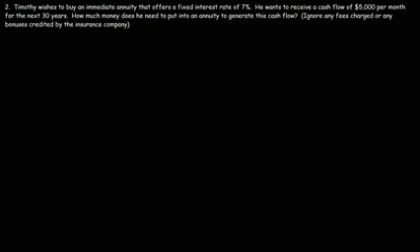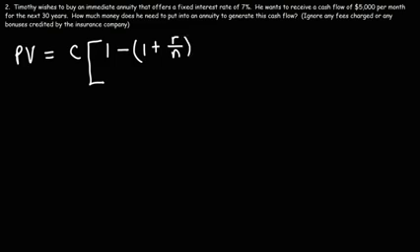So we're going to use the same formula, but it's going to be modified a bit to take into account the fact that we're receiving a monthly cash flow instead of yearly payments. The present value of the annuity is going to equal that monthly cash flow times 1 minus (1 plus r divided by n) raised to the negative nt, and then all of that will be divided by r divided by n.